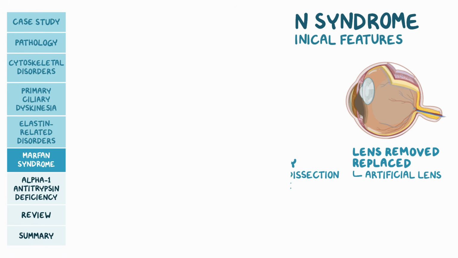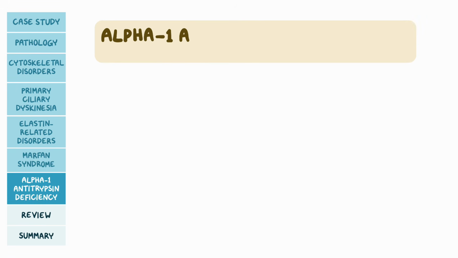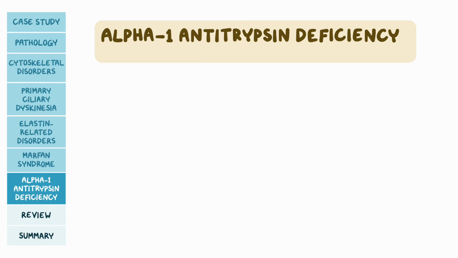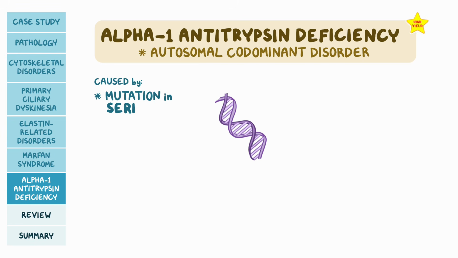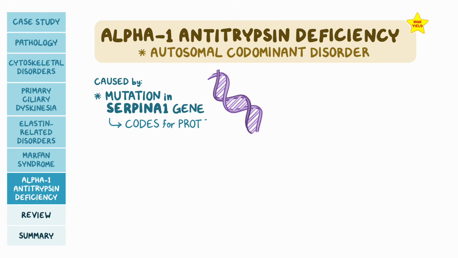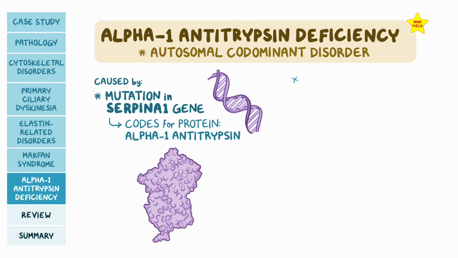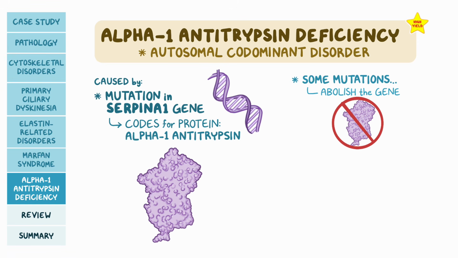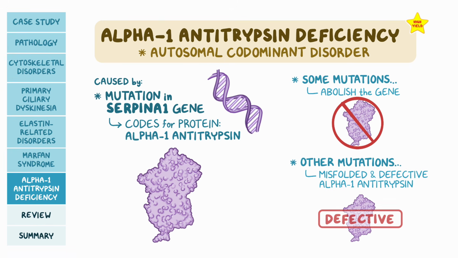The last elastin-related disorder is alpha-1 antitrypsin deficiency, which is an autosomal codominant disorder caused by a mutation in the SERPINA1 gene coding for the protein alpha-1 antitrypsin. Some of these mutations completely abolish the gene, which means no alpha-1 antitrypsin is made, while other mutations result in a misfolded and defective alpha-1 antitrypsin protein.